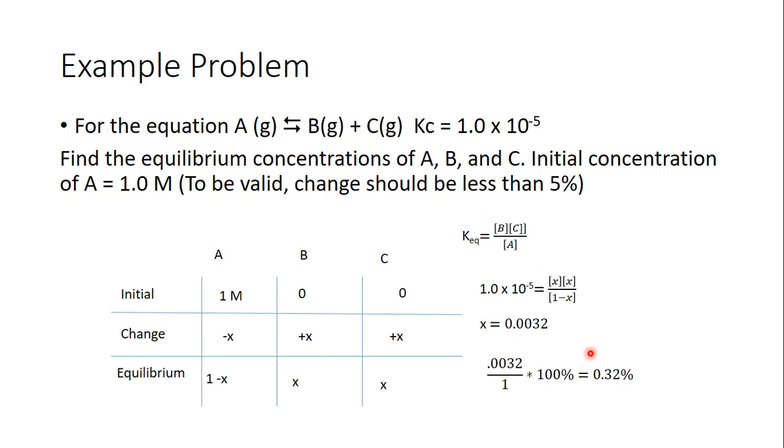And about the 5% rule, your X should not be greater than 5% of your initial concentration. So we take 0.0032 divided by 1 times 100. That is 0.32%, so our approximation was valid here. We can make this 1 minus X equals 1 approximation. If this number was greater than 5%, we would know that approximation was not good, and we would have to use the quadratic equation.